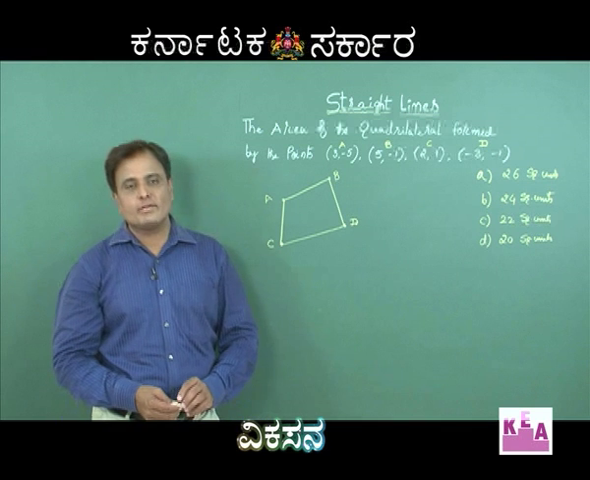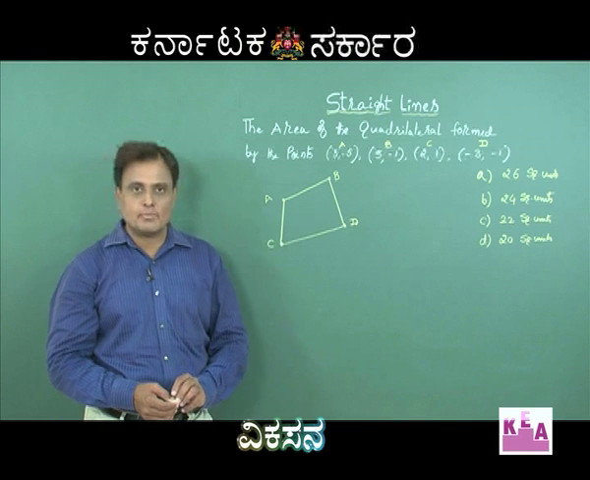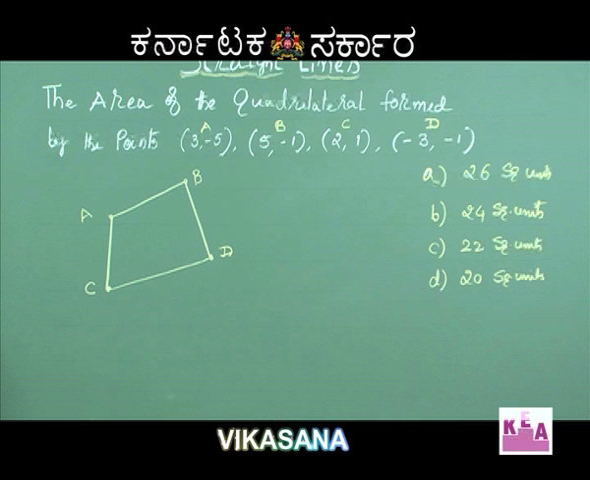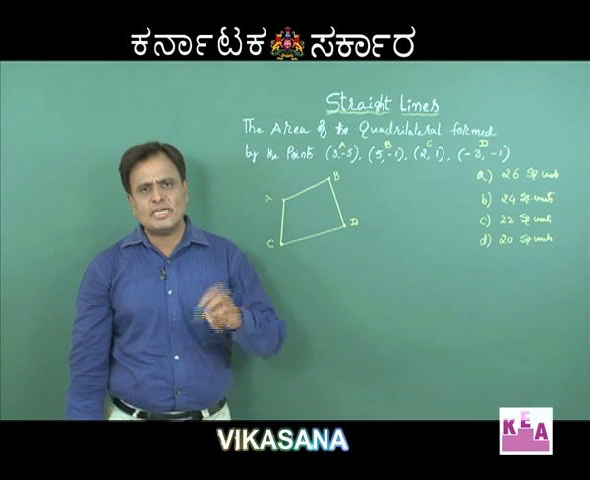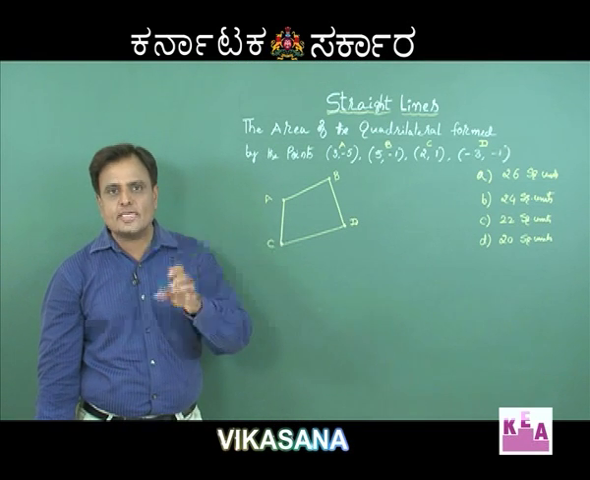Dear students, we just move on to the next example. See the question now. The area of the quadrilateral formed by the points (3, -5), (5, -1), (2, 1), and (-3, -1). Options are: option A, 26 square units, option B, 24 square units, option C, 22 square units, option D, 20 square units. How best can we solve this example in the easiest manner?